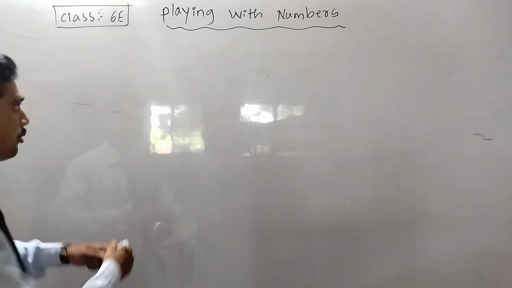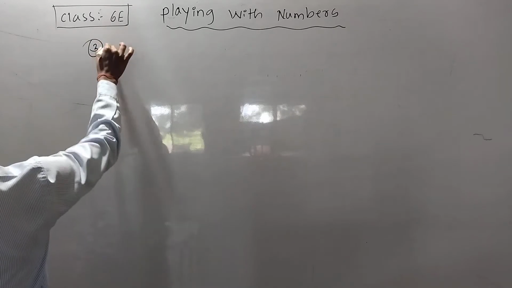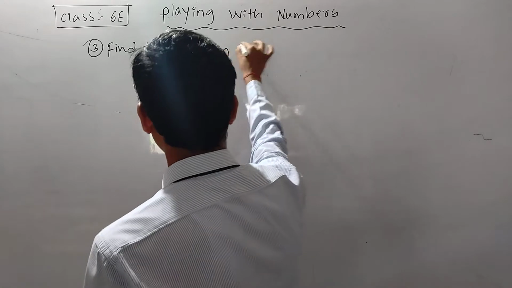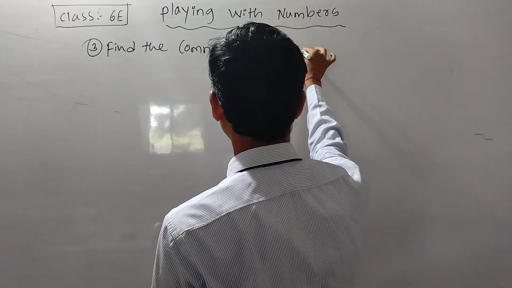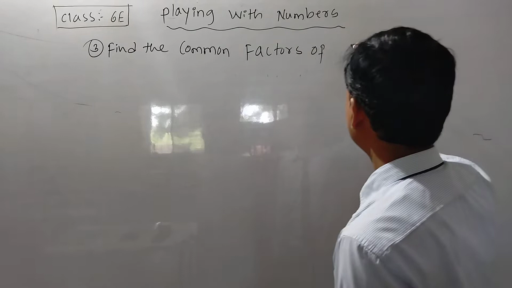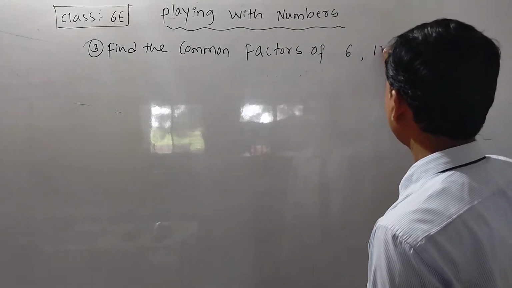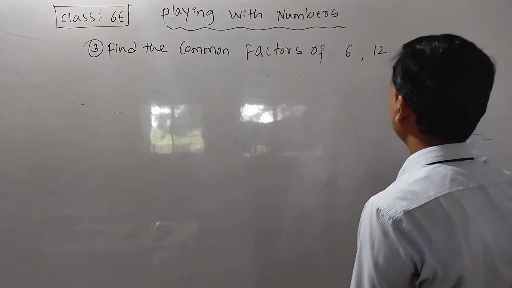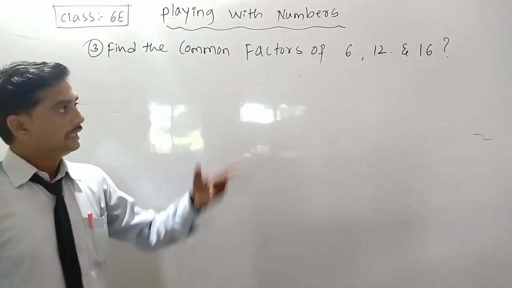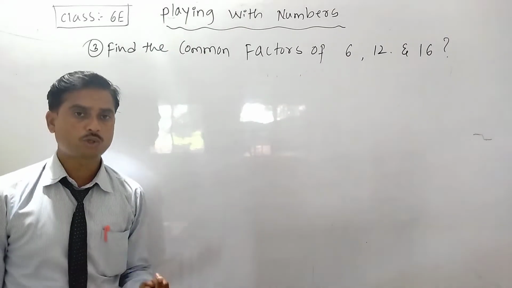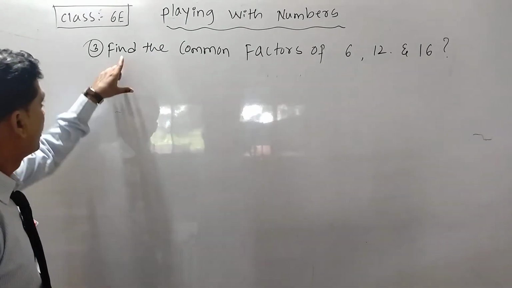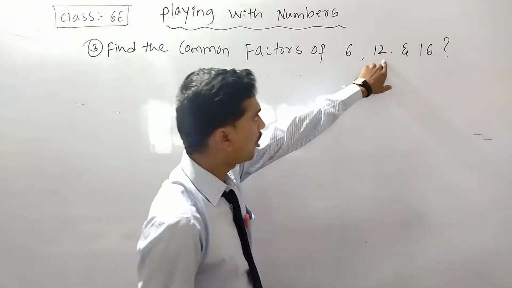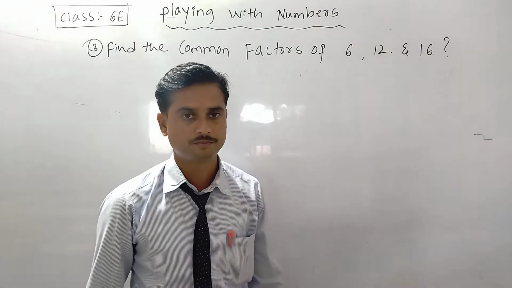Okay, next one. Find the common factors of 6, 12 and 16. Okay, this is the given problem. It is a 2 marks question. Okay, find the common factors of 6, 12 and 16.